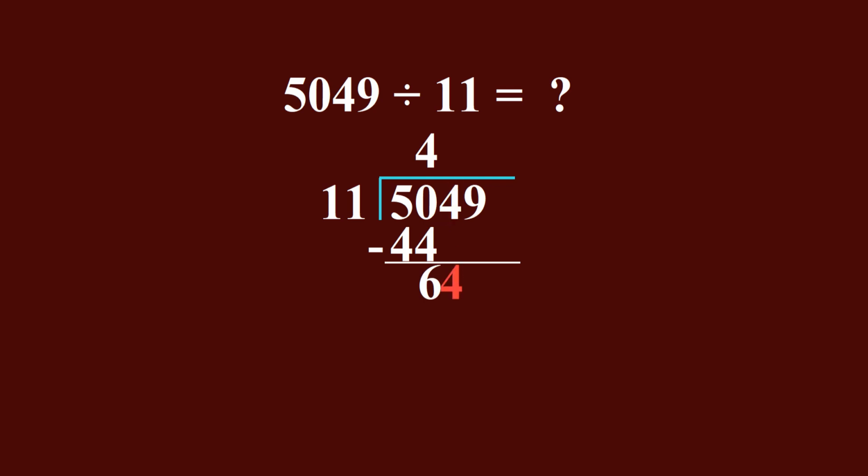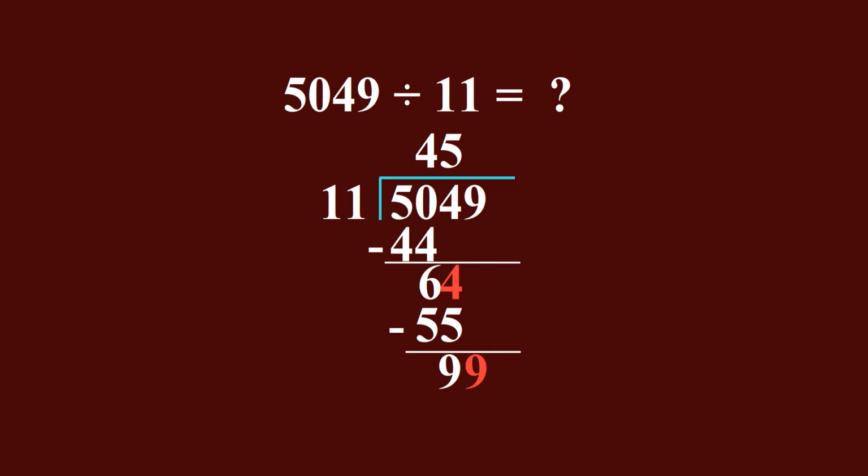How many 11 are in 64? The answer is 5. Now multiply 5 by 11, which gives us 55. Draw line and subtract 64 minus 55, which leaves us with 9. Now we bring down the next digit 9, and this makes our new number 99.